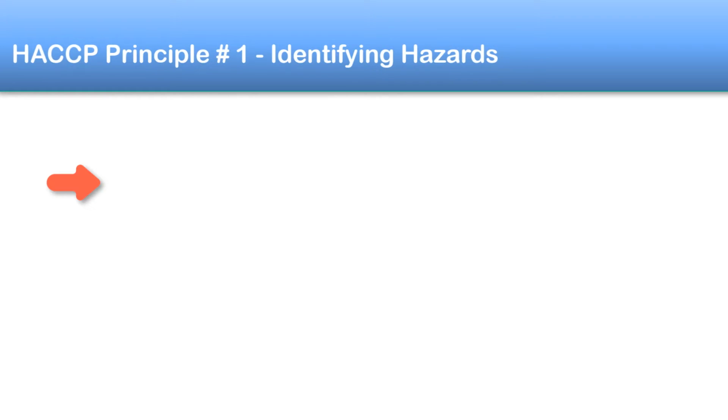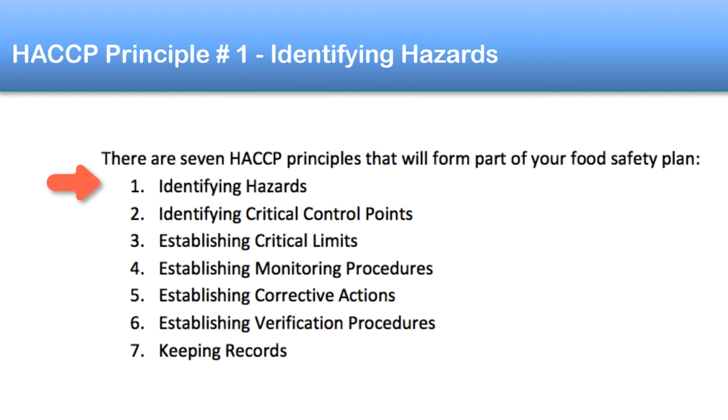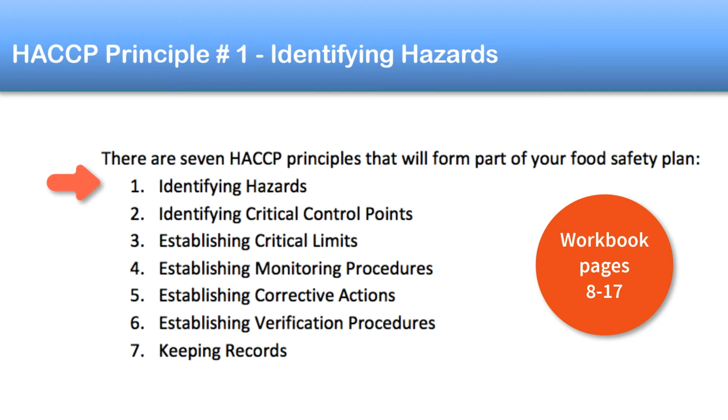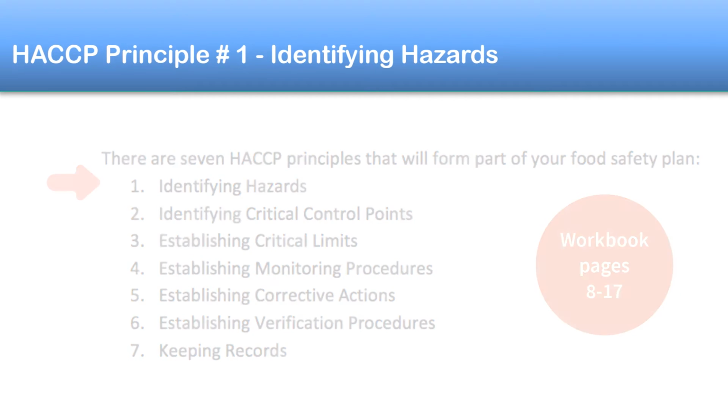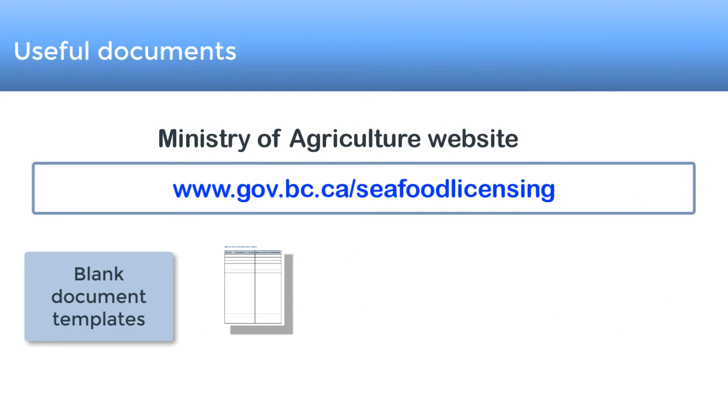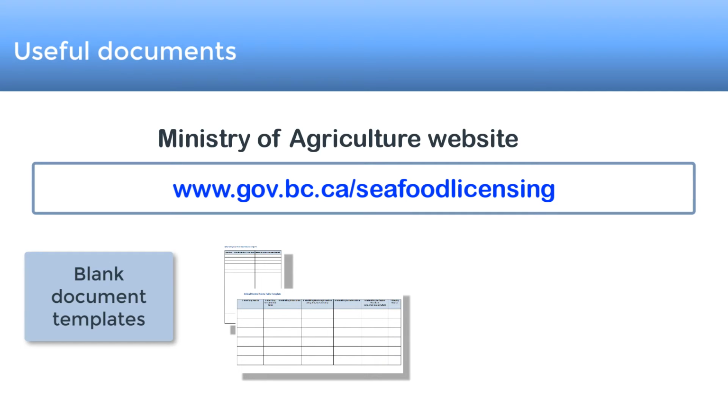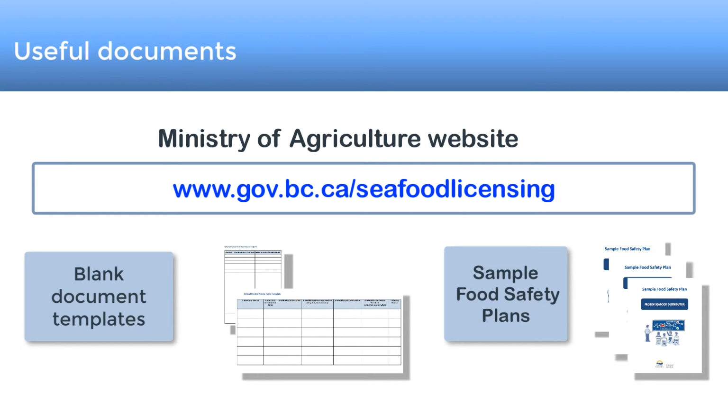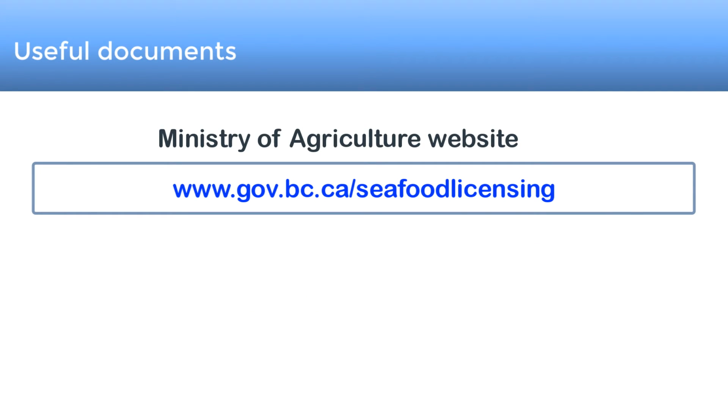To begin, this video will talk you through HACCP Principle 1, Identifying Hazards for your food safety plan. This video mirrors pages 8 to 17 of your Food Safety Plan workbook. You can download a copy of this workbook from the BC Ministry of Agriculture website. Also on the website are blank document templates and some completed samples of food safety plans you may find useful.